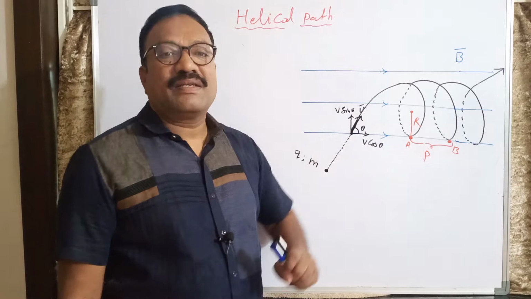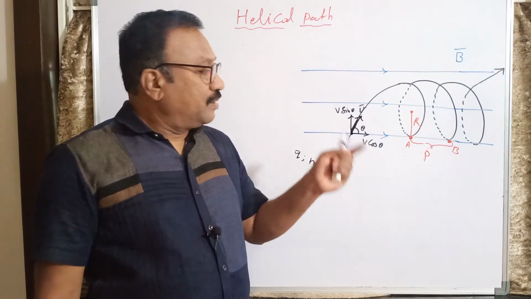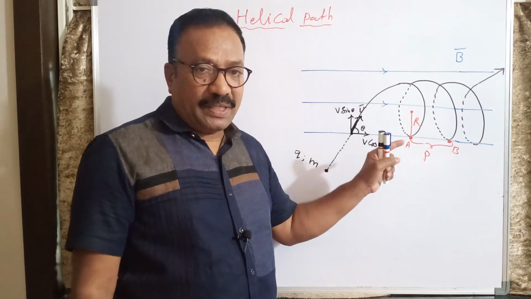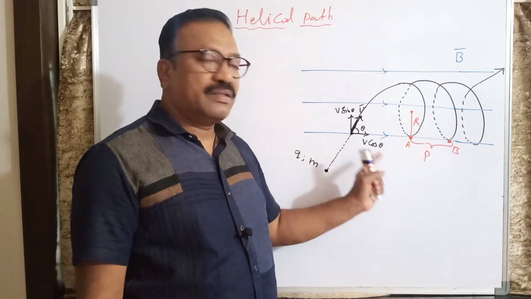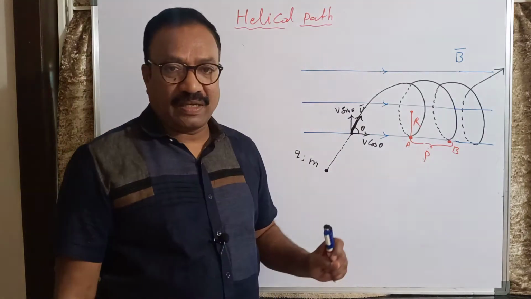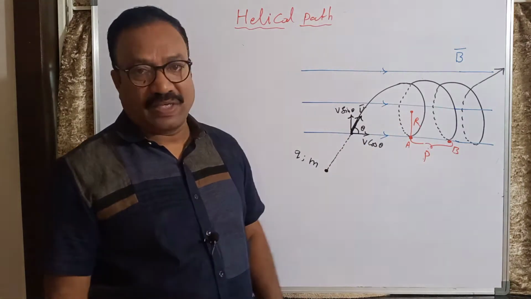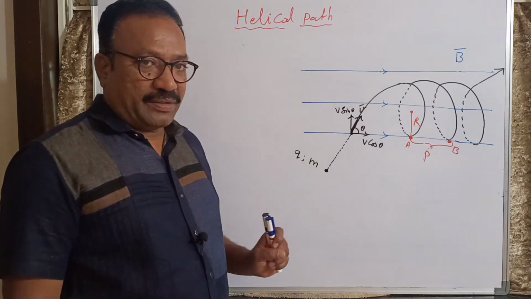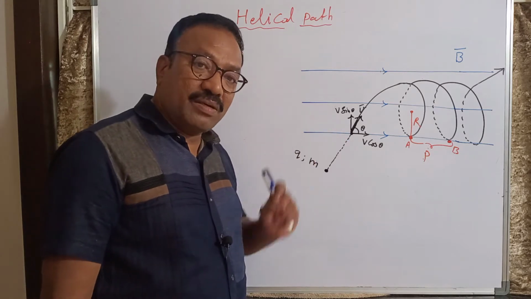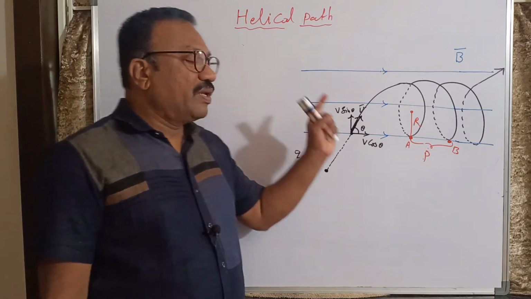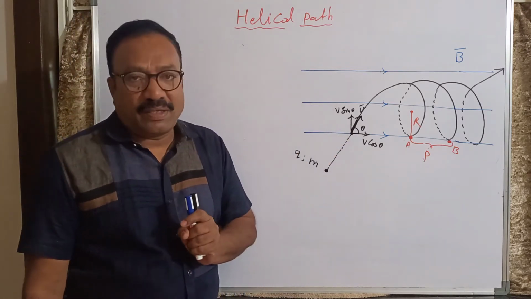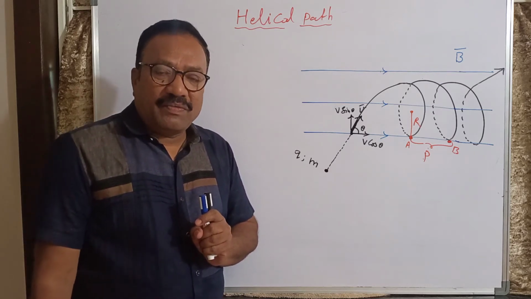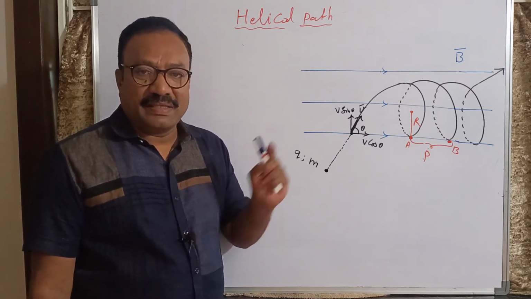Therefore I have to consider circular motion first. From there I have to find the time period, and from the time period, V cos theta into time period will give you the pitch of the helical path. In the meanwhile we will be finding the radius of the helical path also. So coming to the circular part of the motion, which velocity is causing circular motion? V sin theta. Whenever a particle is causing circular motion, the centripetal force must be equal to the force exerted by the magnetic field.